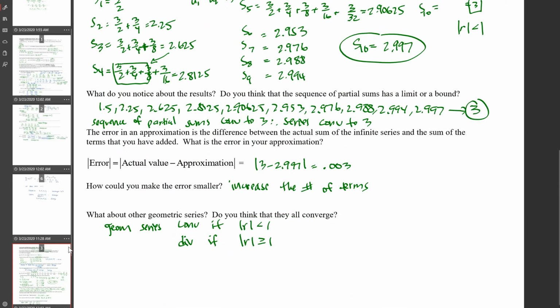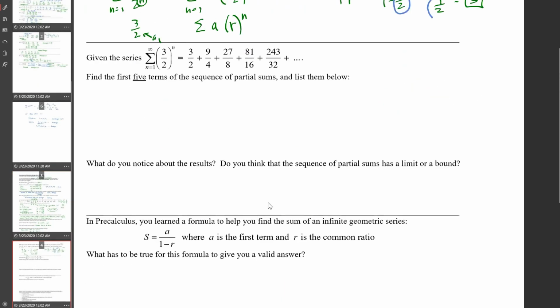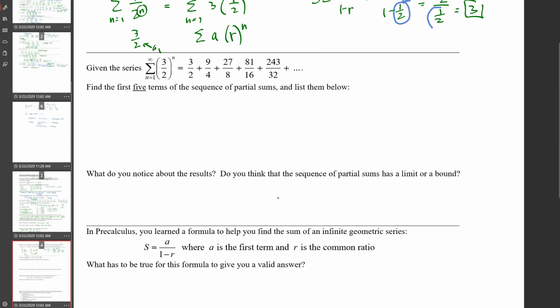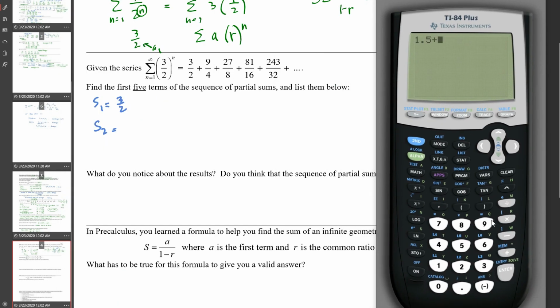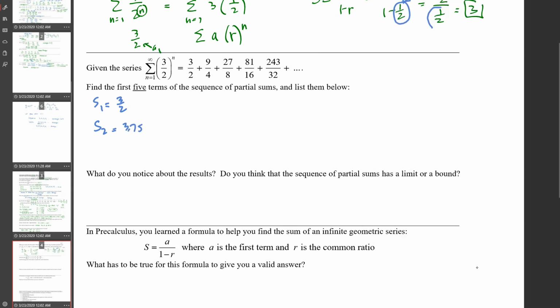All right, let's look at another problem. Given this series right here, we want to find the first 5 terms of the sequence of partial sums to figure out if this series converges or diverges. S1 is going to be equal to 3 halves, just the first term. S2 is going to be 3 halves plus 9/4, so I can pull my calculator out and do 3 halves, which is 1.5, plus 9/4. I get 3.75.